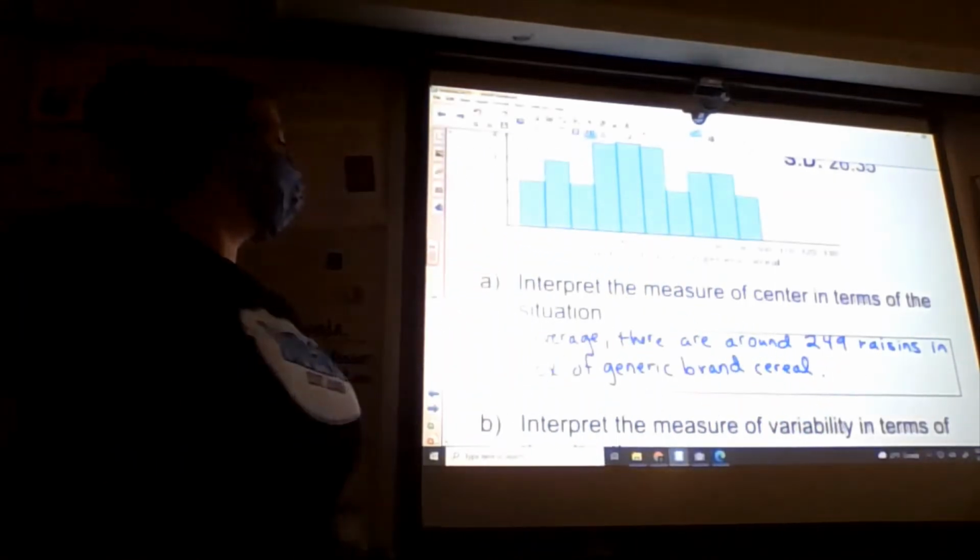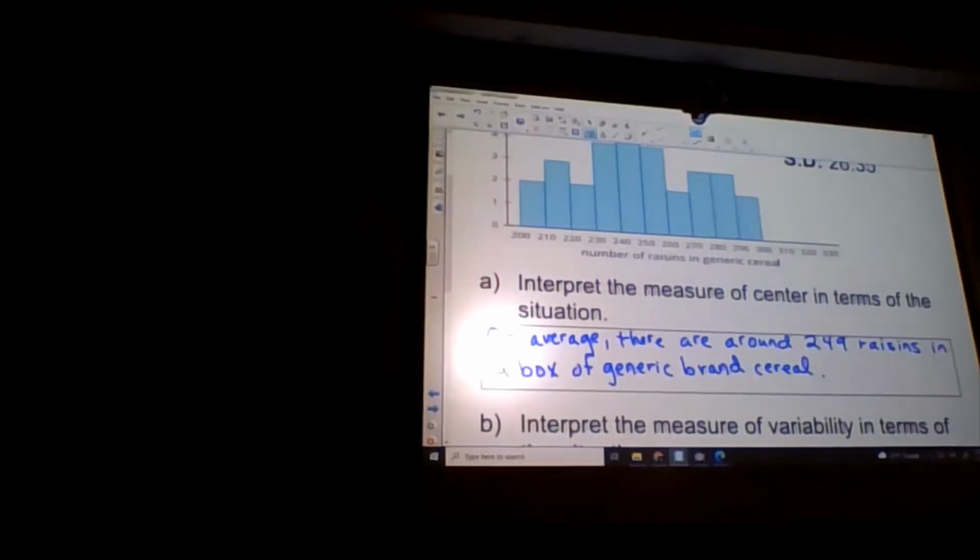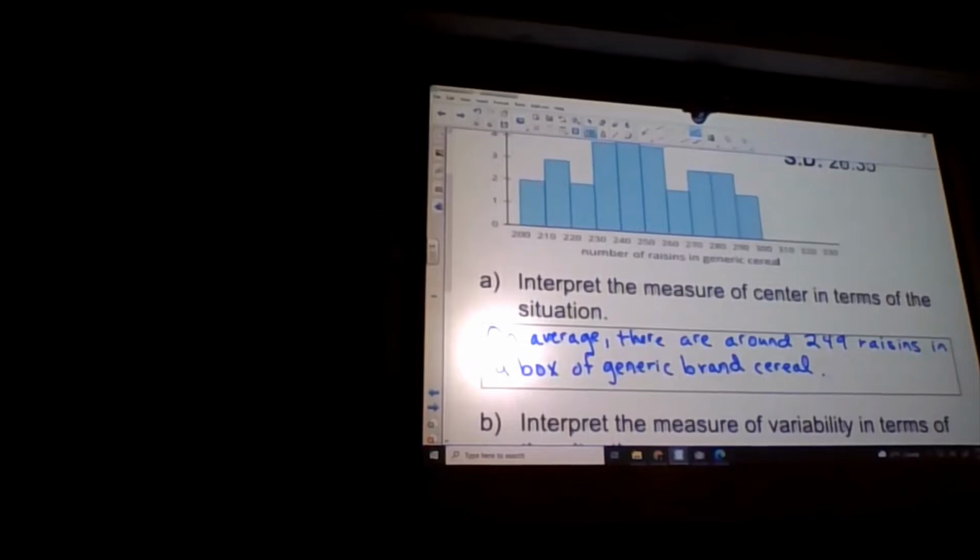That makes sense because generic is usually cheaper. So it would make sense to me that they would put fewer raisins in there, so they can make it cost a little bit less.